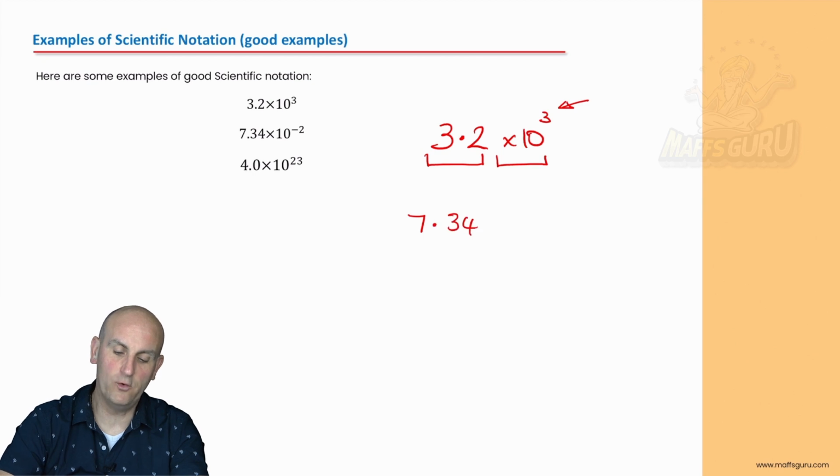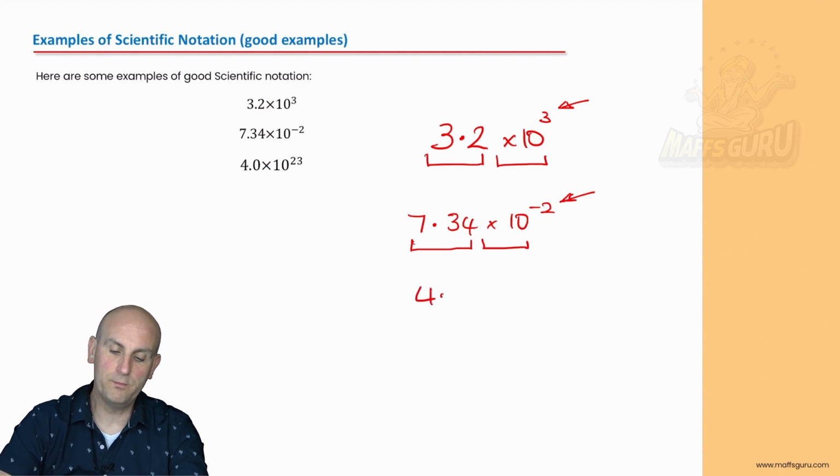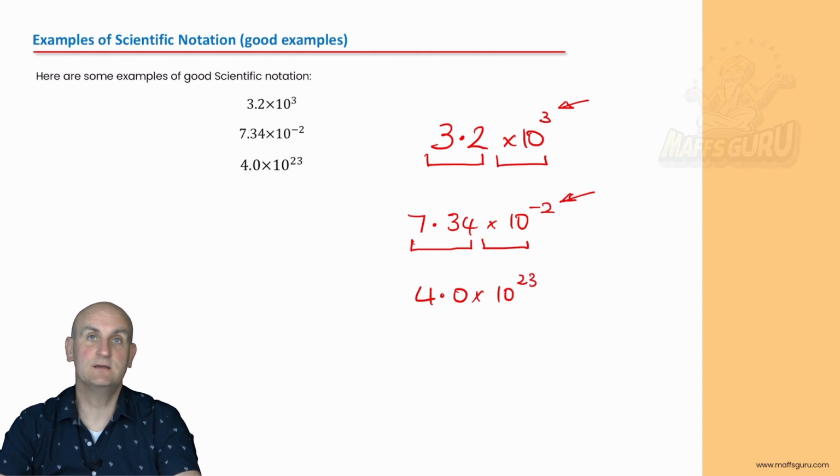The next one, 7.34 times 10 to the negative 2. Again, it's got this times 10. It's got the floating number. It's got a decimal point between the first two non-zero numbers. And you're going to keep telling yourself, but there's no zeros there. They're coming. Chill. And again, 4.0 times 10 to the 23. These are all good examples of standard form or scientific notation.